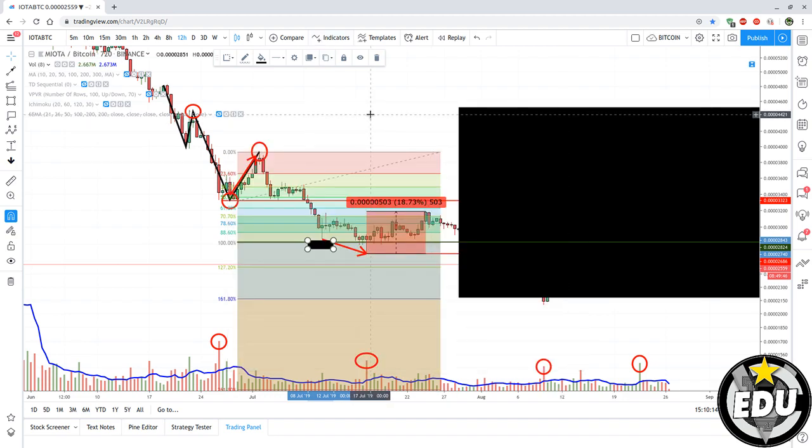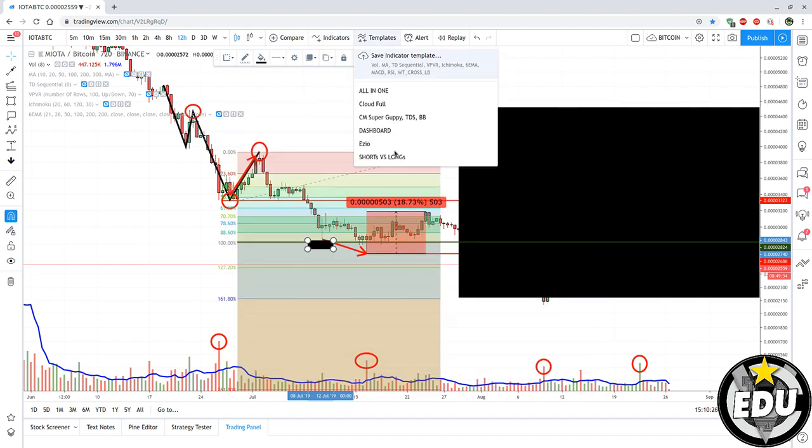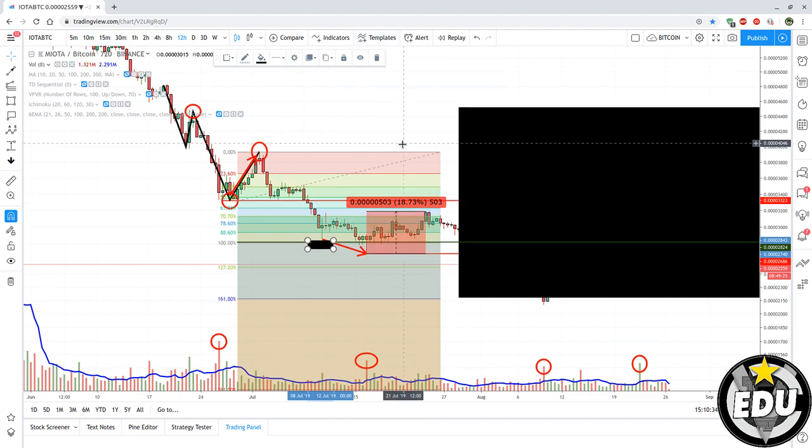I base my entry on price action, on candles, on Fibonacci, on horizontal levels and diagonals. That's it. Then I put indicators or oscillators and see, okay, if the oscillator is also bullish, okay, these things might go up. I have 80% chances that this thing will go up. Anyways, let's put RSI.